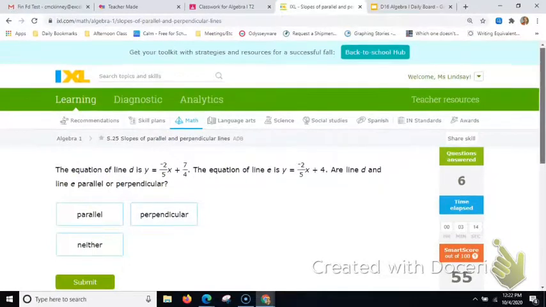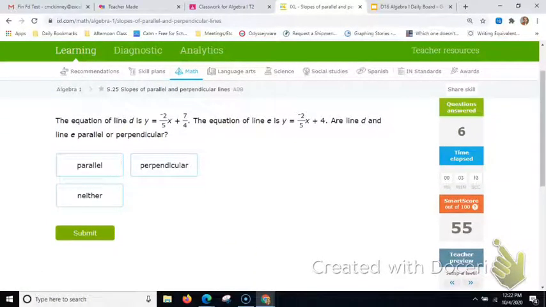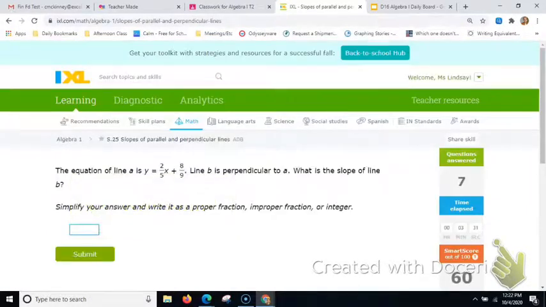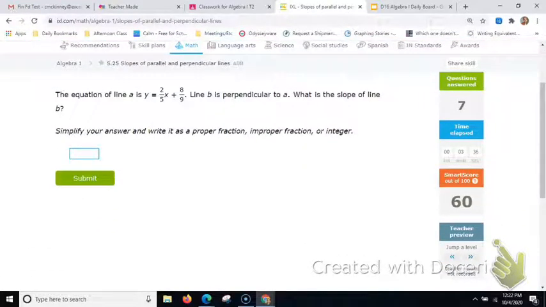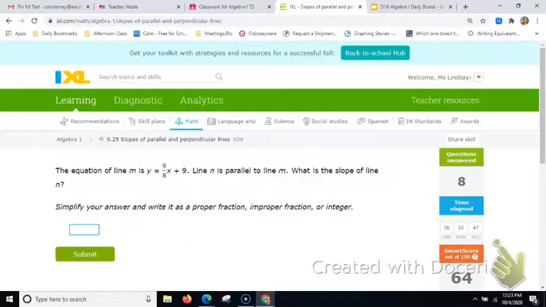Now they give me two equations. I'm going to compare their slopes. I have absolutely no concern with what the b is. I only care about the slope. Negative 2/5, negative 2/5. They are parallel. So here I have an equation, and it tells me this other line is perpendicular. So I need to take that slope, the 2/5, change the sign, and flip it over. This one says parallel, so I'm just going to keep the same slope. Remember, slope appears before the x.